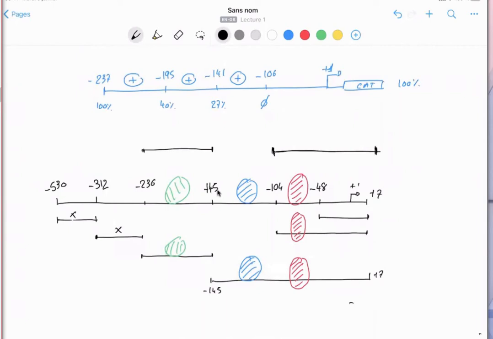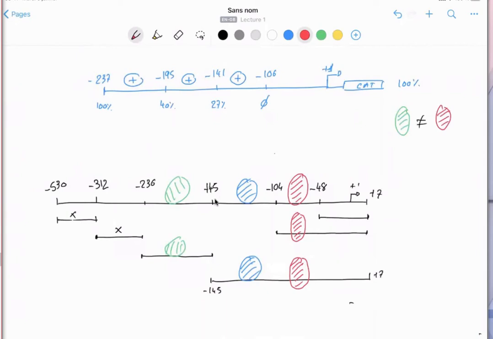Okay. So for now, we have a little bit more information. We know that the green is totally different from the red one, and their binding sites as well. Okay, so we know that.